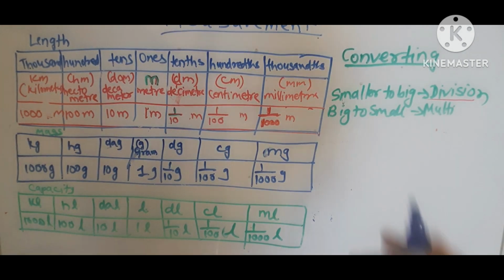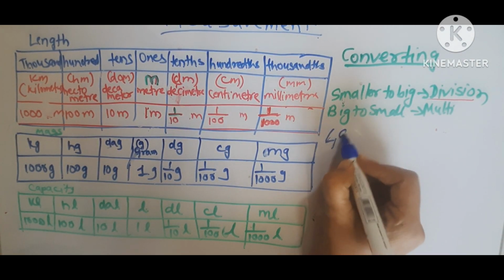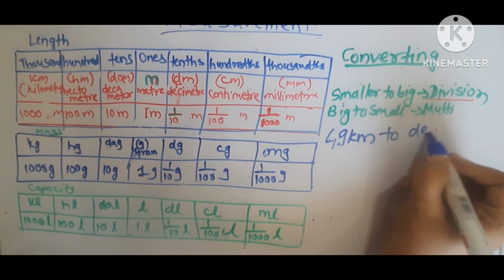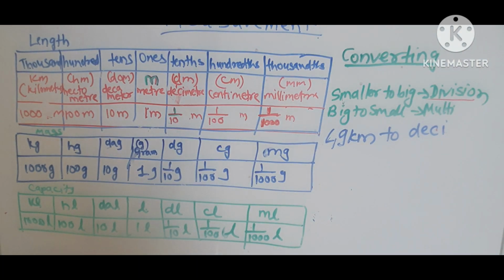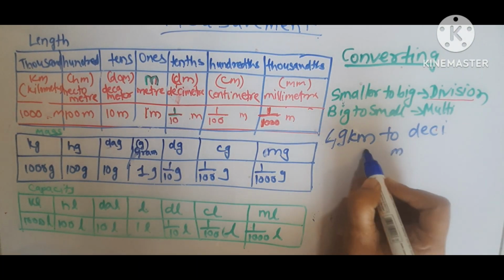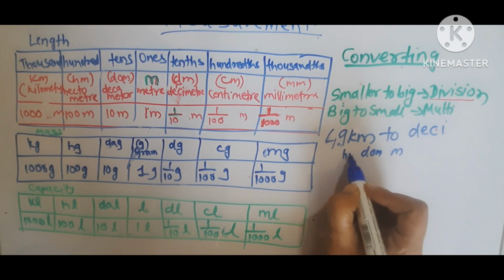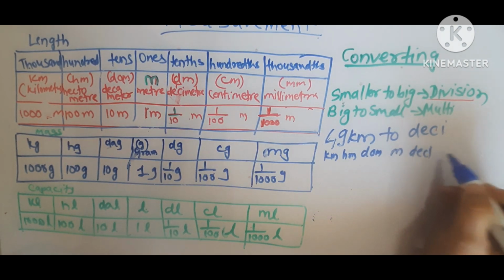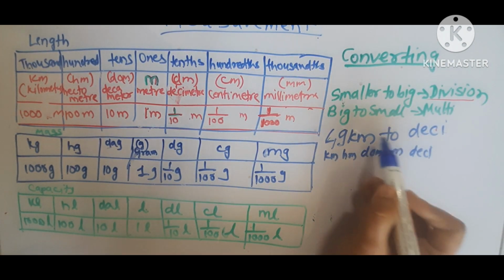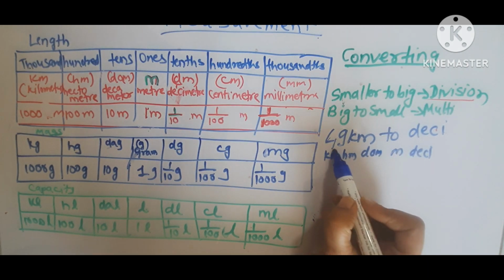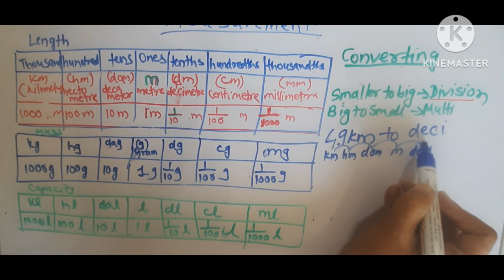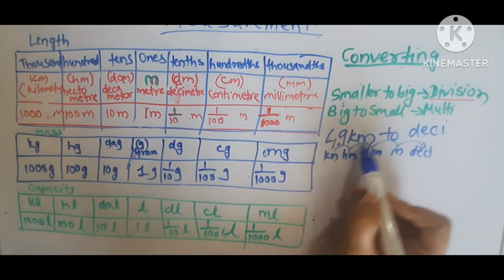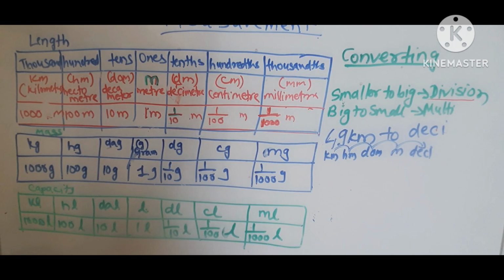Suppose we have to convert 49 kilometer to decimeter. We know meter, then we have decameter, hectometer, kilometer, decimeter, and then centimeter and millimeter. What we have to do here is kilometer to decimeter. That is, we are going forward in this direction. We are going from big unit to smaller unit and also forward. Then we will do multiplication here.